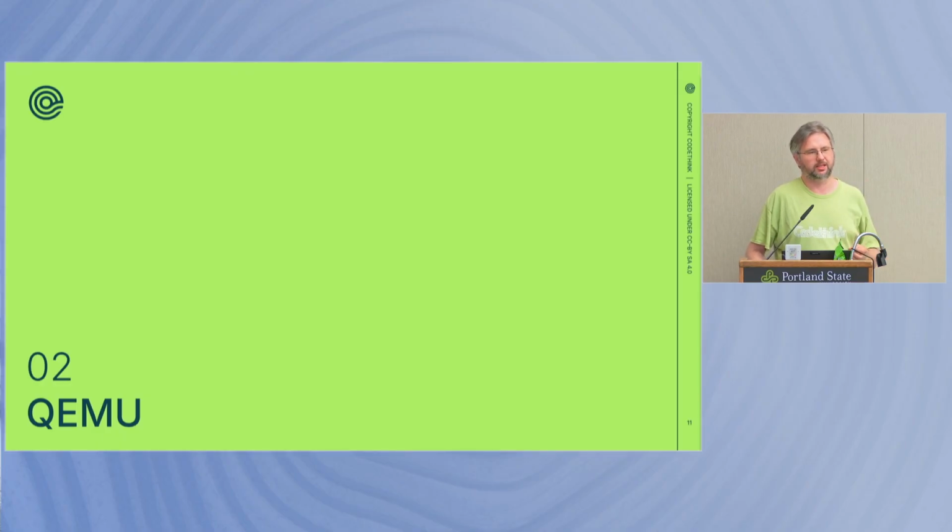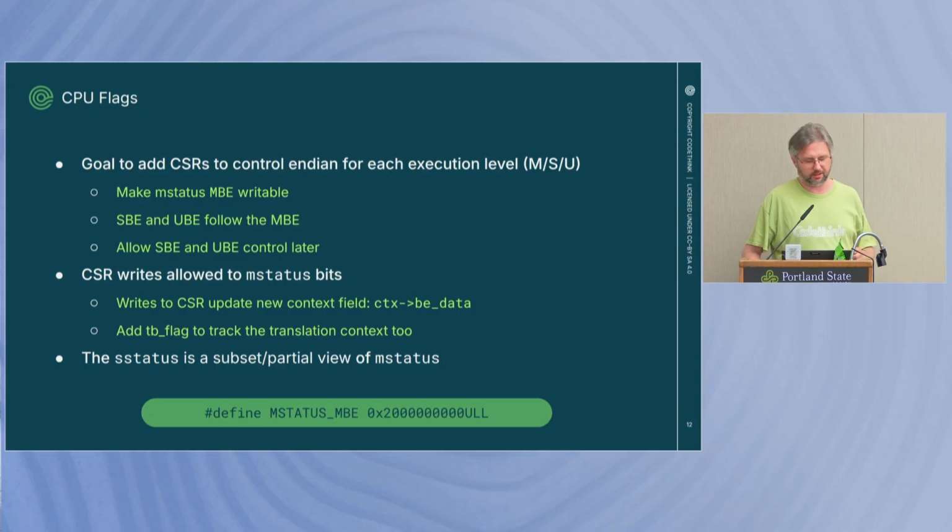First thing we really needed was something to actually run some Big-endian code. So we don't have any hardware, so let's use QEMU. Our first goal had to be to start adding these bits, the status registers, to make them writable. We initially just made everything follow M mode, just easier, but after a while we added the SBE and UBE flags, and then the code that changes the endianness based on that.